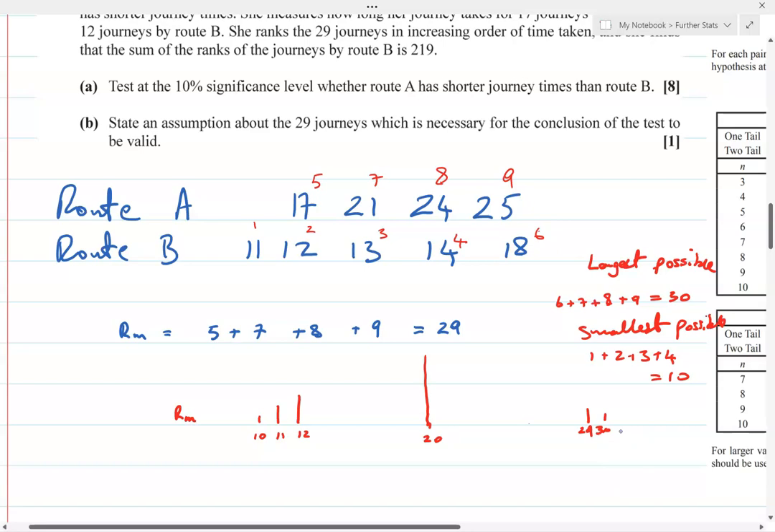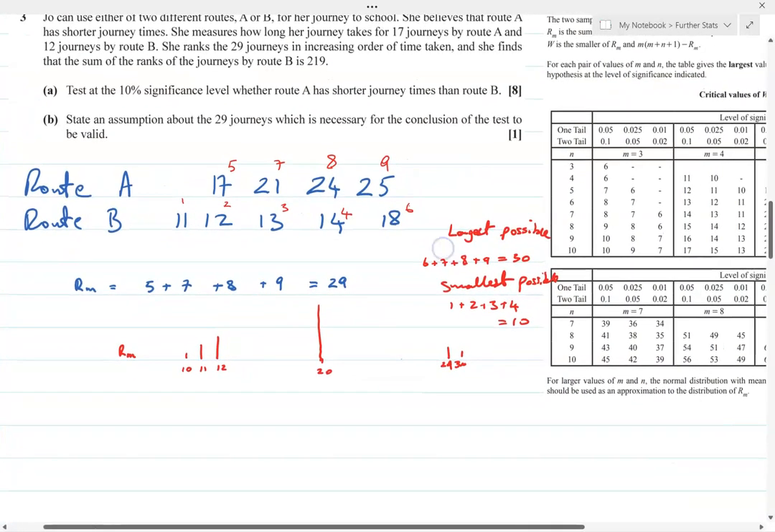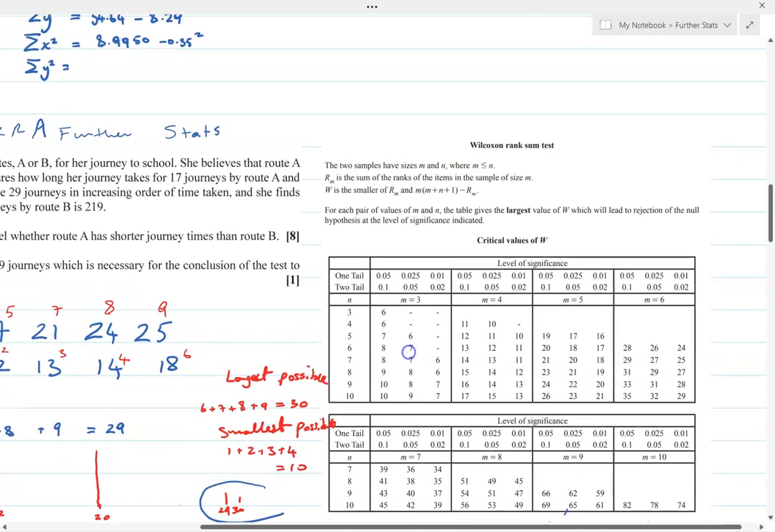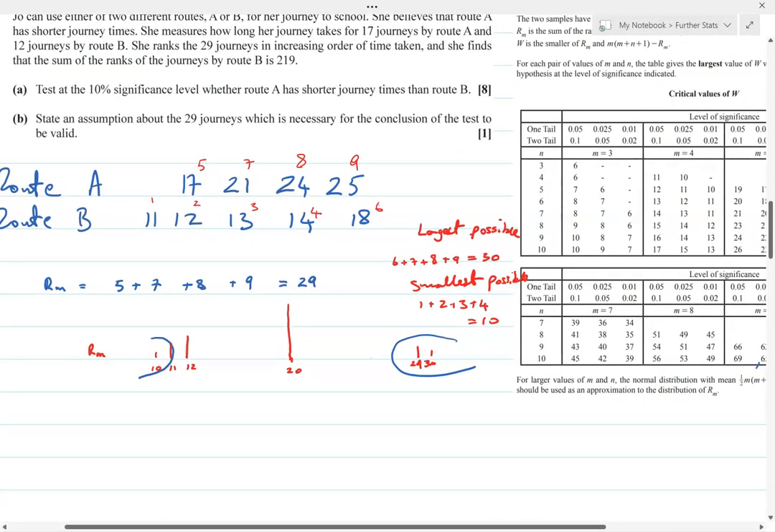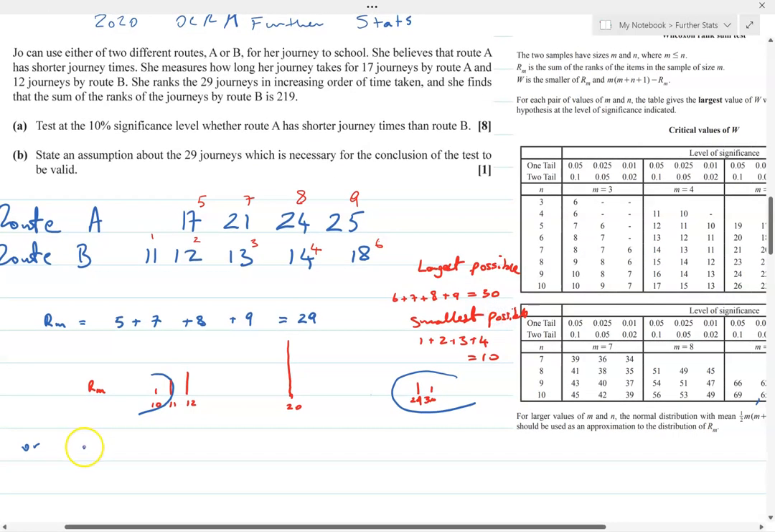However, the way it works for smaller values is that they do a kind of adjustment. So instead of actually testing these bigger numbers, they get swapped by these smaller numbers. And that's what this calculation is all about. We do m times (m plus n plus 1) minus Rm. In this case it would be 4 times (4 plus 5 plus 1) minus 29. So it's 40 minus 29, which is 11.